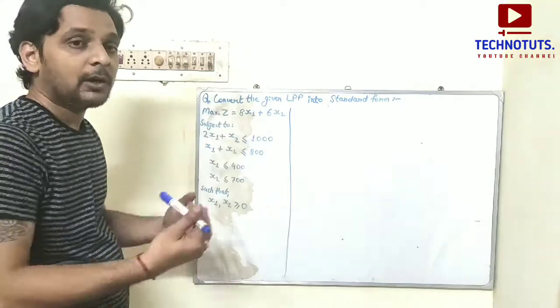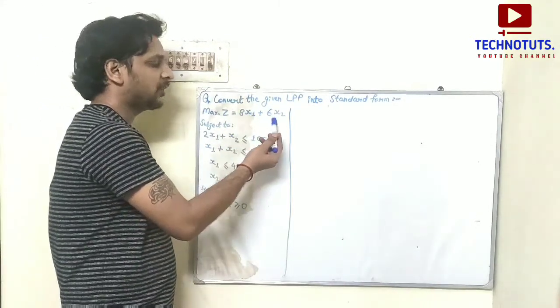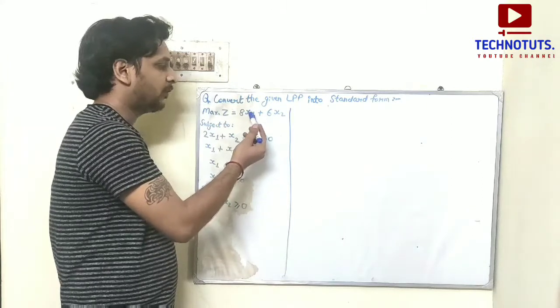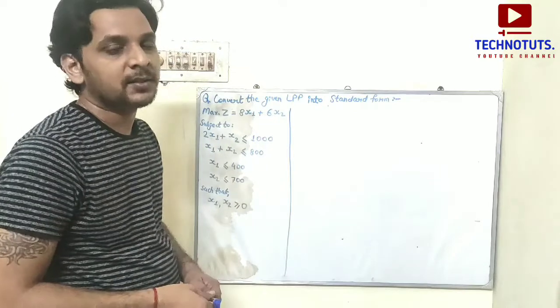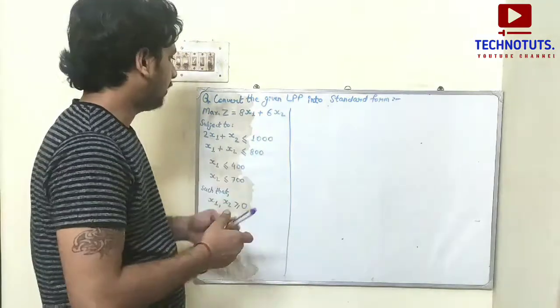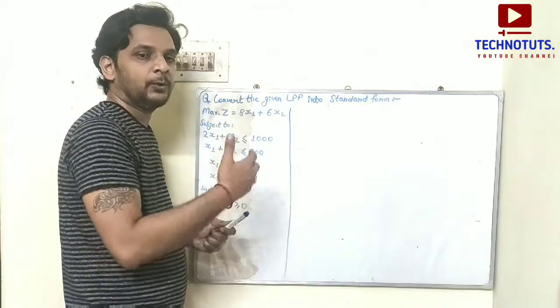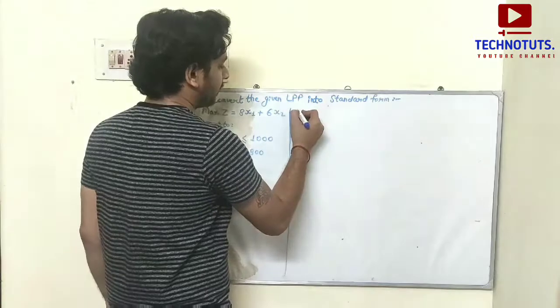Now, what are the decision variables? Whatever variables are used in the objective function, here x1 and x2, are the decision variables. Got it? Now let us convert this problem into its standard form. First we will convert the constraints.